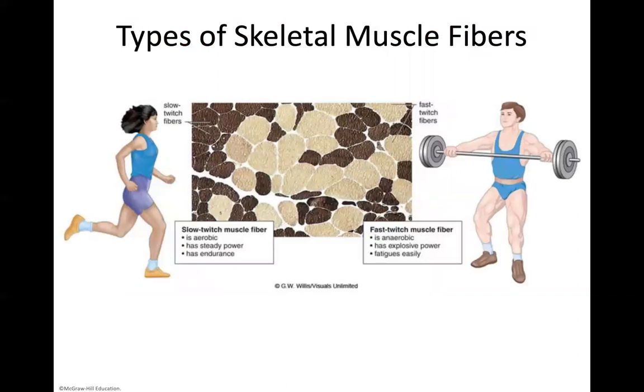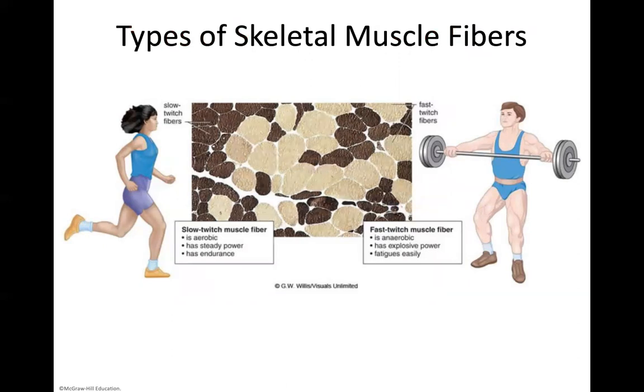Within muscles, we're going to find different types of muscle fibers, so different types of cells. And essentially, there are two types of muscle fibers, and these muscle fibers vary in their contraction speed. So there's slow twitch muscle fibers and fast twitch muscle fibers.